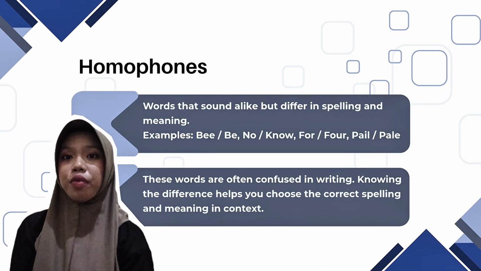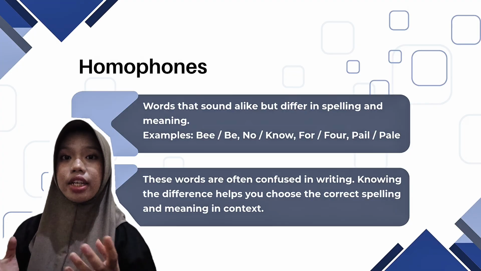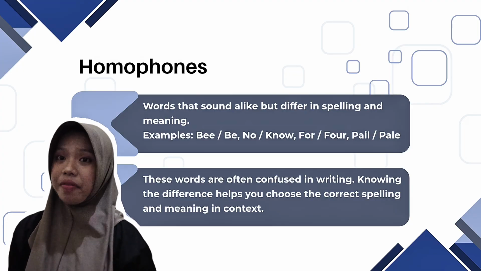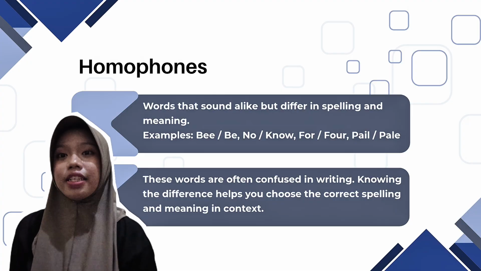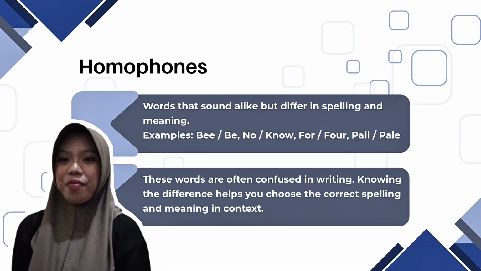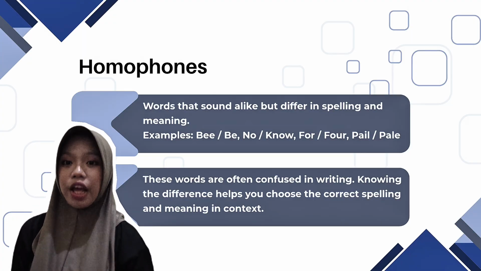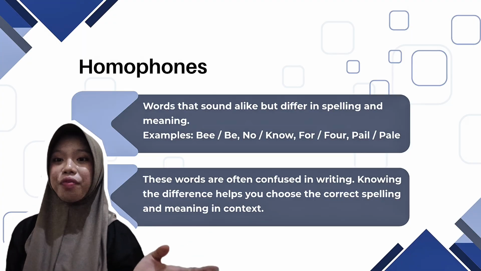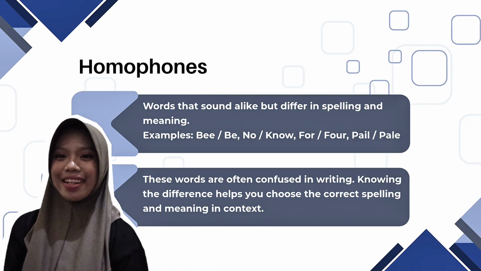Okay, next we move to homophones. Homophones are words that sound the same but have different meanings and usually different spellings. This is one reason why English can sometimes be confusing. Some examples are bee and be, no and know, for and four, and pale and pail.